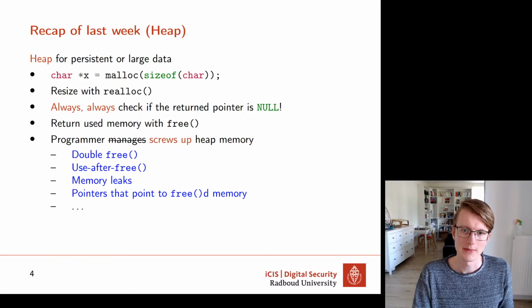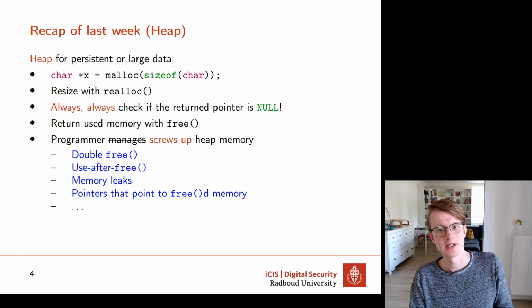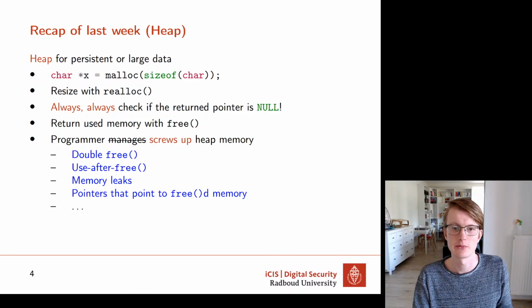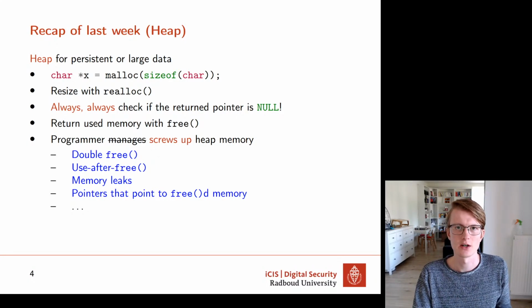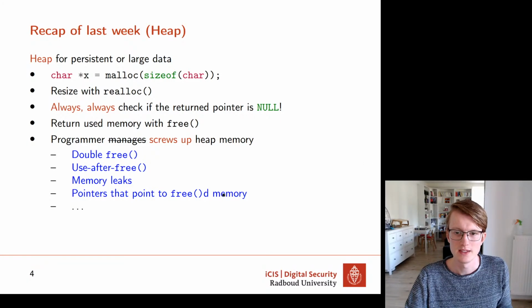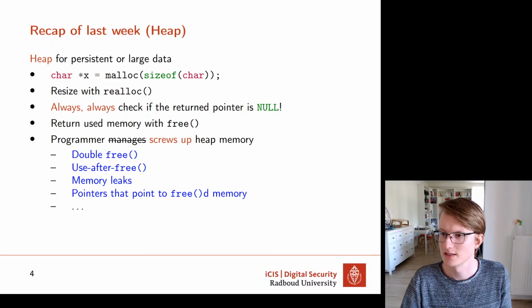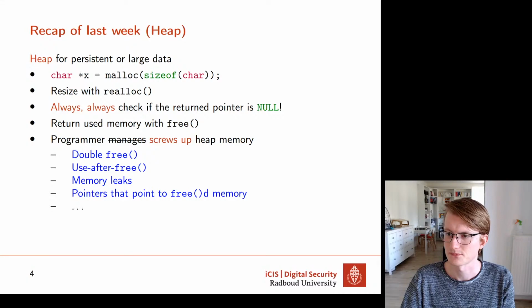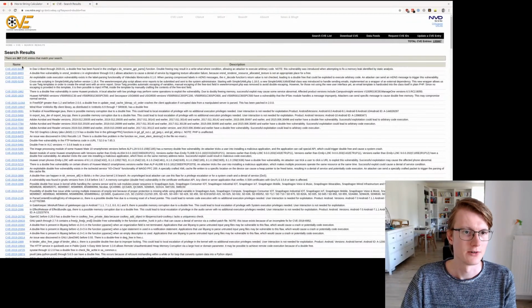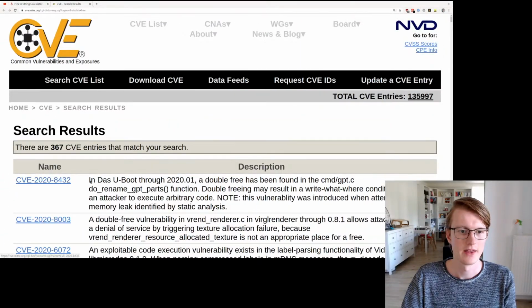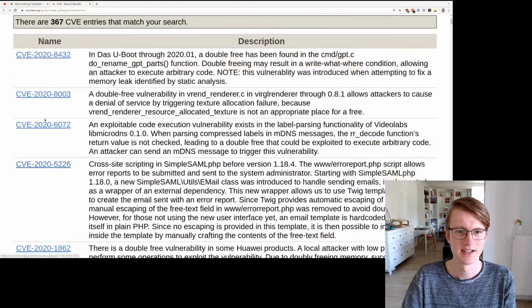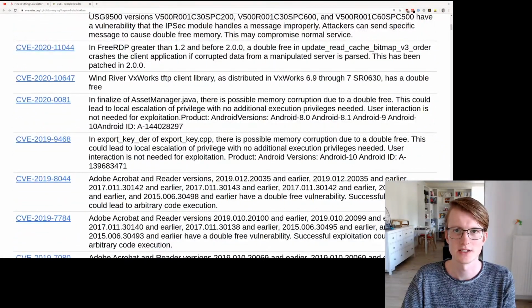Programmer-managed memory means the programmer screws up memory: double free, use after free, memory leaks, pointers that point to freed memory. Then you eventually get a use after free. This is the kind of thing that goes wrong, and these are all links to CVE lists of vulnerabilities found. You can see that even in 2020, these kinds of issues still happen a lot.